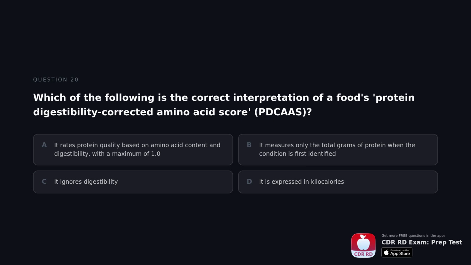A. It rates protein quality based on amino acid content and digestibility, with a maximum of 1.0. B. It measures only the total grams of protein when the condition is first identified. C. It ignores digestibility. D. It is expressed in kilocalories.